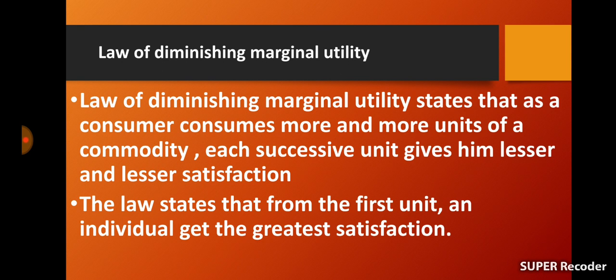The Law of Diminishing Marginal Utility states that as a consumer consumes more and more units of a commodity, each successive unit gives him lesser and lesser satisfaction. The law states that from the first unit, an individual gets the greatest satisfaction. That means if we consume more and more units of a particular commodity, our marginal utility goes on diminishing.